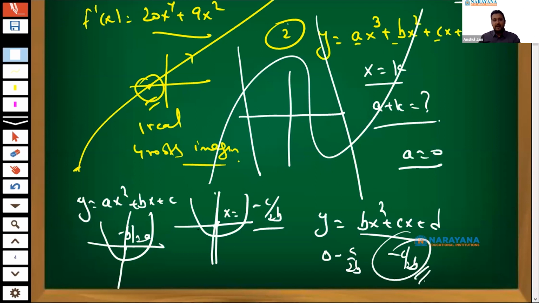So one thing we have learned right now: no cubic polynomial, or 5 degree polynomial, will be symmetric about x equal to k.